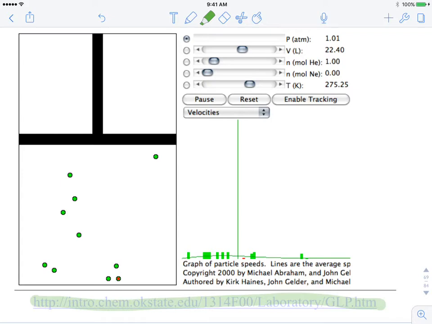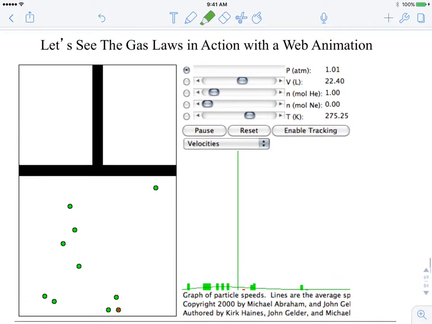What I like about it is you can manipulate the pressure. You can manipulate the volume by moving the piston. You can manipulate the moles of different gases, and you can manipulate the temperature, and you can set stuff constant. You can look at the velocities of the gas particles, and what I love about this is that they highlight one gas particle and make it really easy to keep track of.